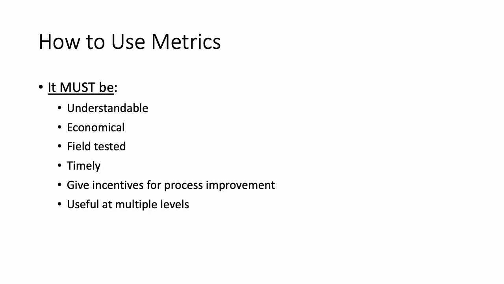Now, when you think about how to use metrics, whatever you decide, they've got to be understandable, so normal people can know what you're talking about. Don't use some crazy equation so that nobody can figure out how that equation matters to anybody. They should be economical, that is, based back in dollars in some way. You should test them out. They should be timely, so you can do them on a regular basis. You should give incentives for process improvement, how you can do things better, and you might want to use them at multiple levels.